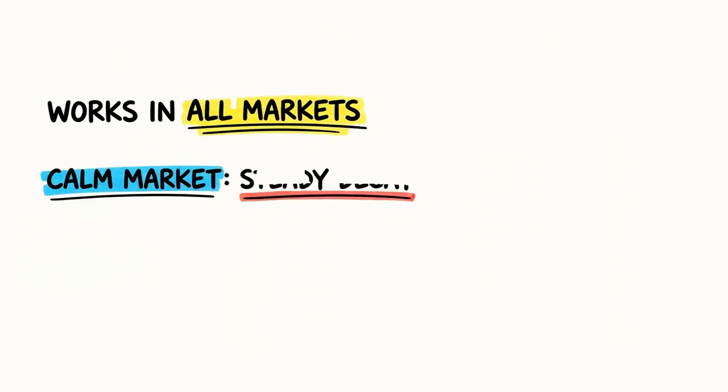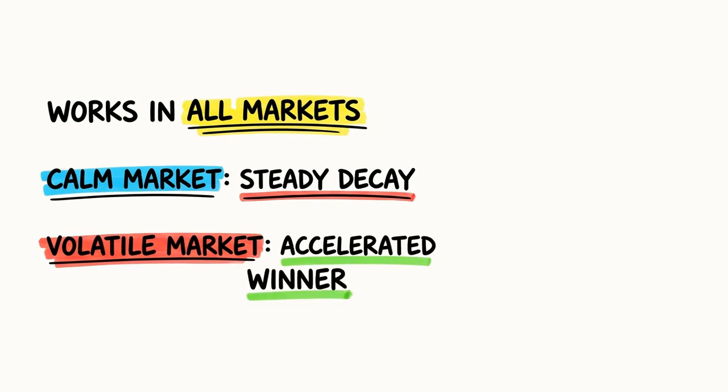In a calm sideways market, the front month shorts decay steadily into our pocket. In a volatile trending market, the IV spike turns this into an accelerated winner.